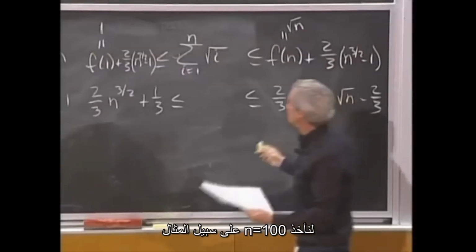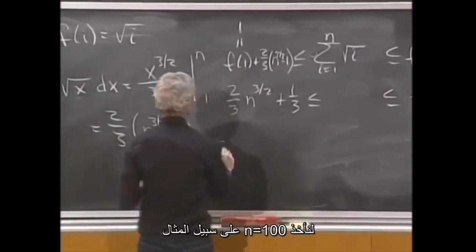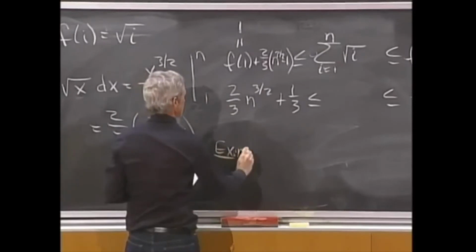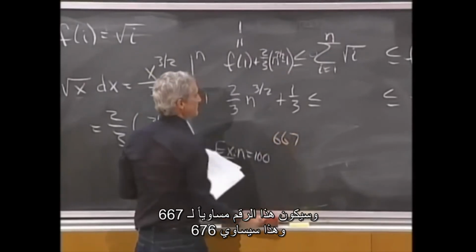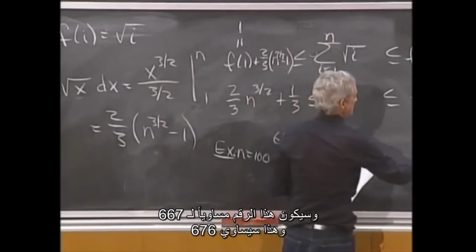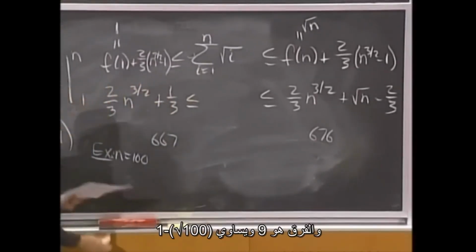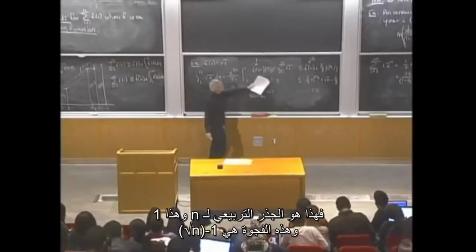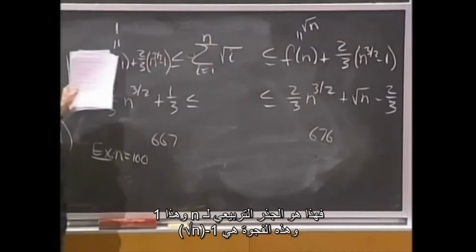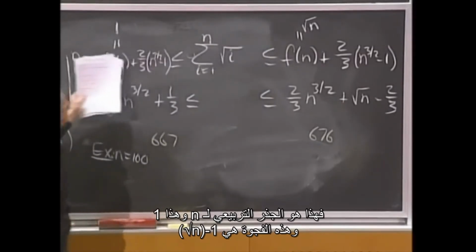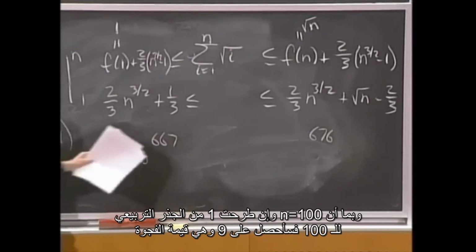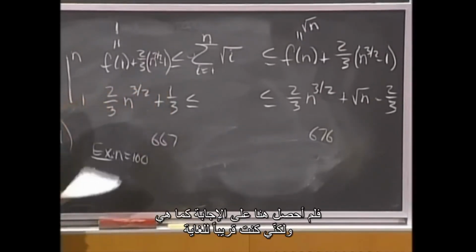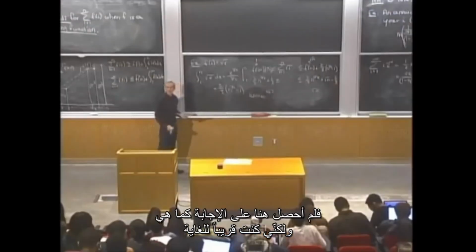So for example, take n equals 100. This number evaluates to 667. This number evaluates to 676. And the difference is 9, which is the square root of 100 minus 1. This is square root of n. This is 1. So the gap here is square root of n minus 1. And n equals 100, square root of 100 minus 1 is 9. So I shouldn't be surprised my gap here is 9. So I didn't get exactly the right answer, but I'm pretty close here.